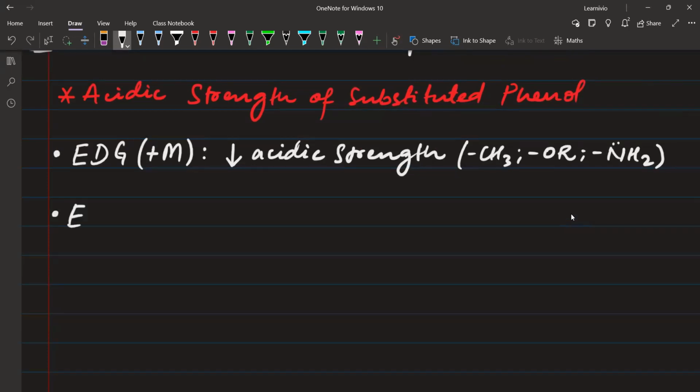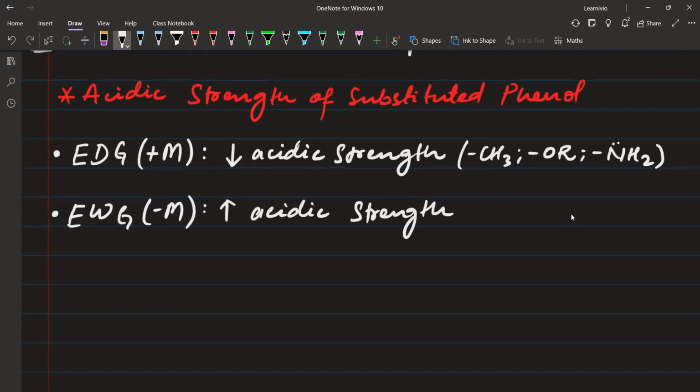Then we have electron withdrawing group. Electron withdrawing group. This is basically minus M. So this is going to decrease the negative charge, increase the acidic strength. Now, one group that you are going to see is the NO2 group. Okay. You will have other things also, for example, aldehydes and ketones. They also are going to increase the acidic strength. They are also going to decrease the negative charge. That is, they are minus M group. But basically, you are going to see NO2 in the questions.